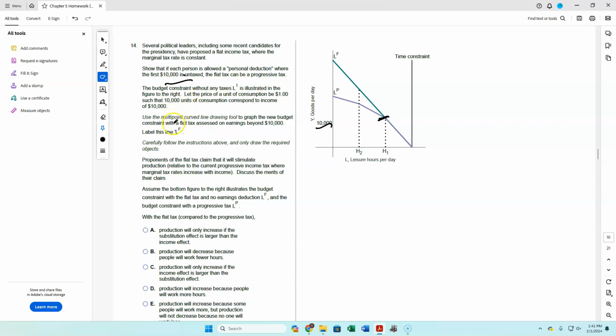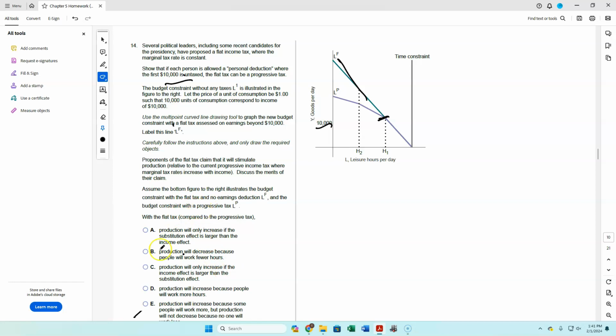Okay, so actually we don't need to, well, yeah, I guess you would have just been drawing this. Okay. So actually all we need to do really is answer this here. So with the flat tax, what would we expect would happen?